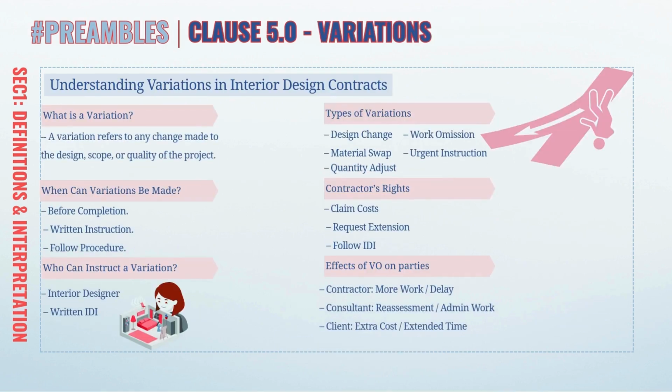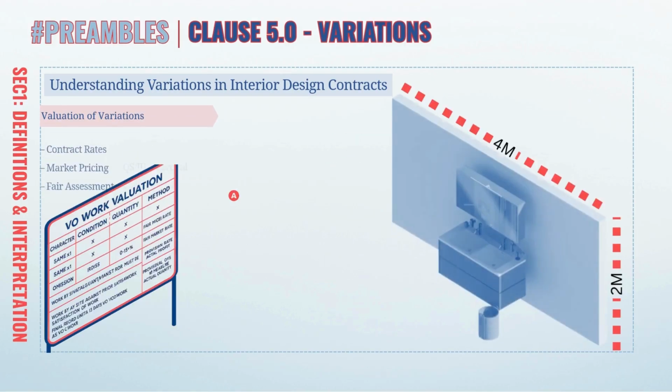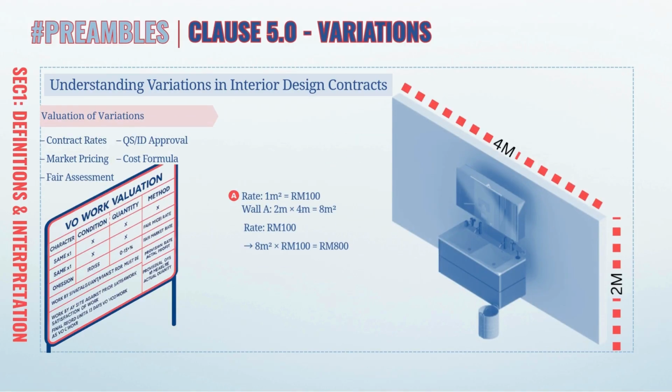Clause 5.0 Variation. A variation is any change to design scope or quality made before completion, by a written IDI by the interior designer. Types include design changes, omissions, material swaps, quantity adjustment, and additional instructions. Contractor can claim cost, request extension, and must follow the IDI. Variation can cause more work for the contractor, admin work for the consultant, and extra time or cost for the client. Valuation of variation. Contract rates.